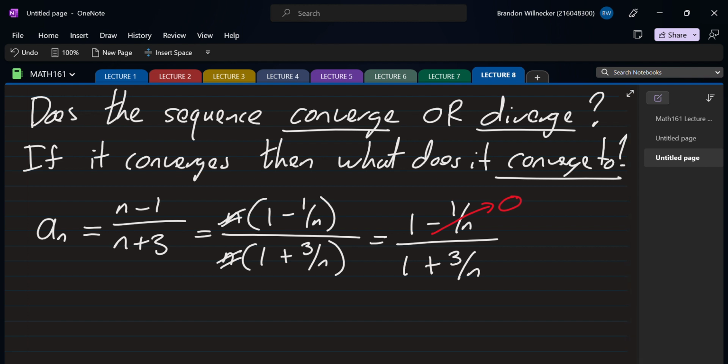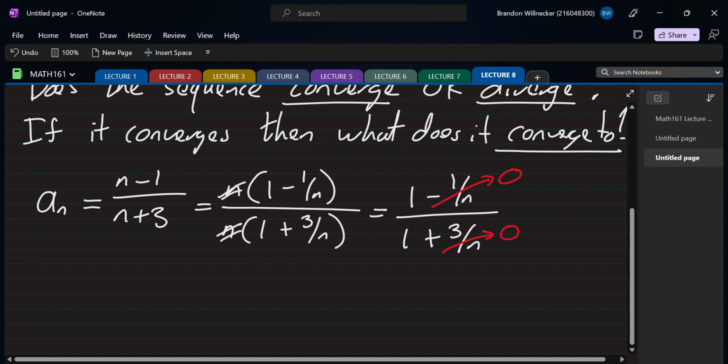Okay, and then in the denominator, we have something similar. We have 3 over n. Again, if n gets very, very large, then 3 over n will get very, very small. And in the limit, that will go to 0. So in the top, we're left with 1. In the bottom, we're also left with 1. Okay, so the limits exist, they're finite, we have no problem.